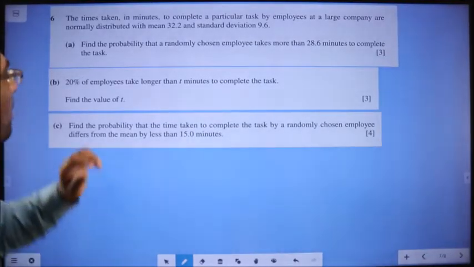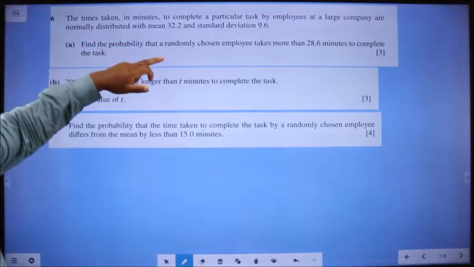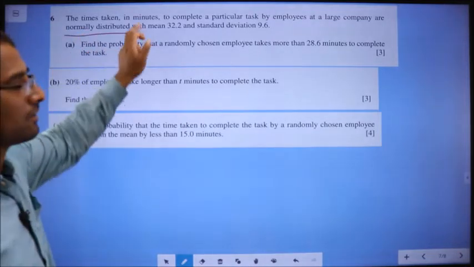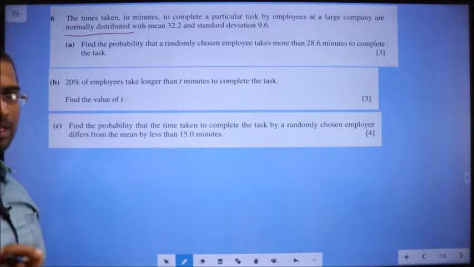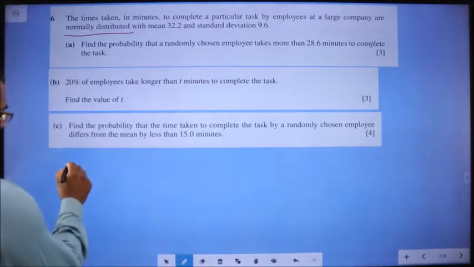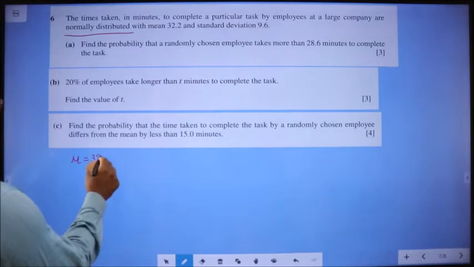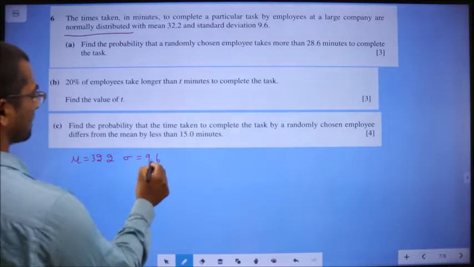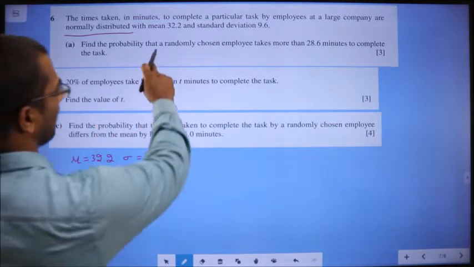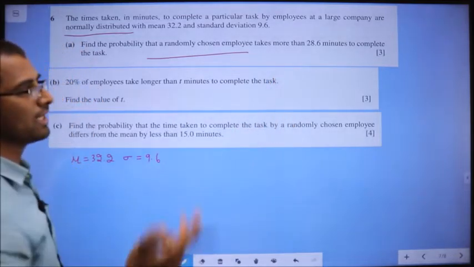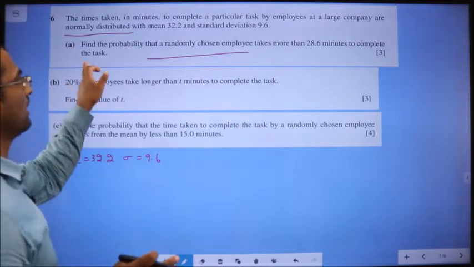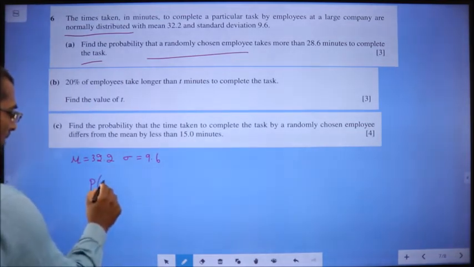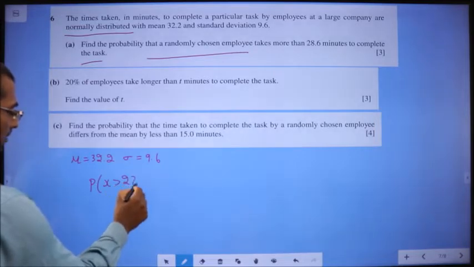Question 6. The times taken in minutes to complete a particular task by employees at a large company are normally distributed. That means we should make use of normal distribution. So write it down: mean equal to 32.2, standard deviation equal to 9.6. Find the probability that a randomly chosen employee takes more than 28.6 minutes to complete the task. That means I should find P of X greater than 28.6.